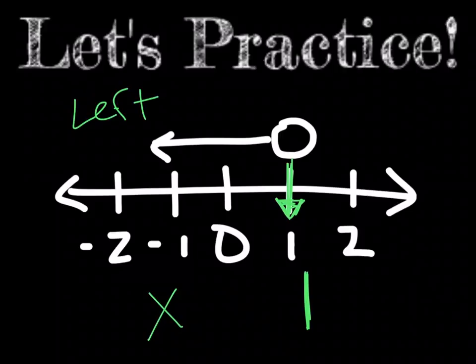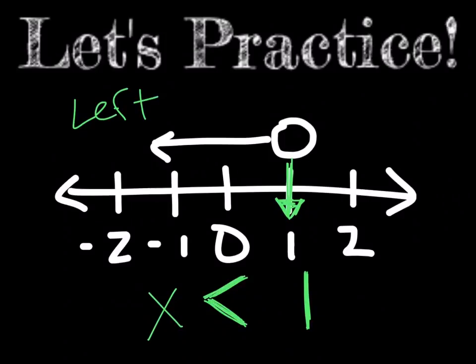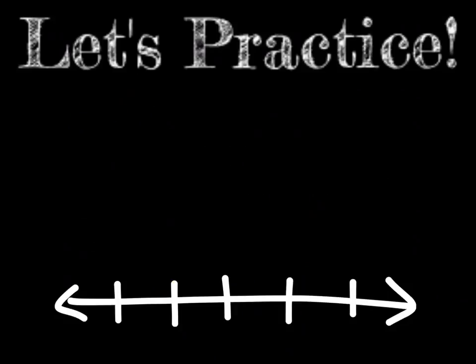So if it is less than 1, I know my mouth is going to have to be facing away from the variable because the 1 is the biggest. The alligator wants to eat him. However you want to remember it, left is less, and so that means the mouth is facing away from the variable.